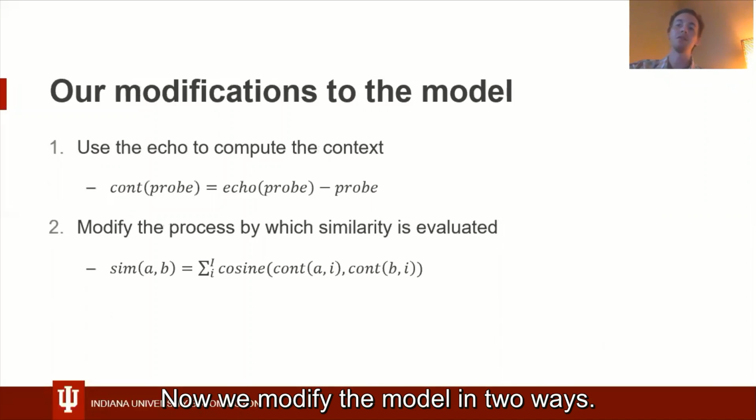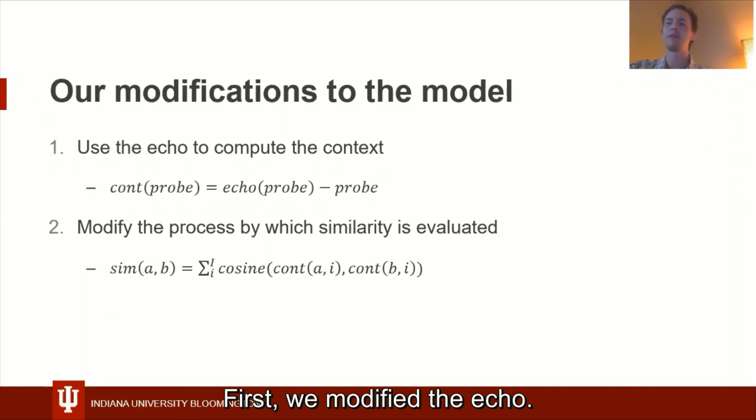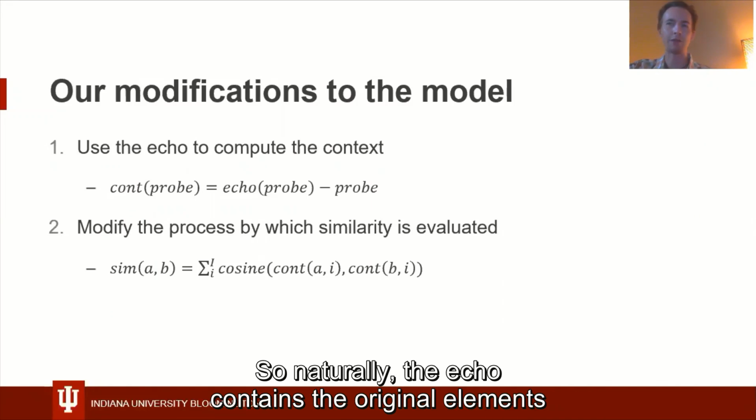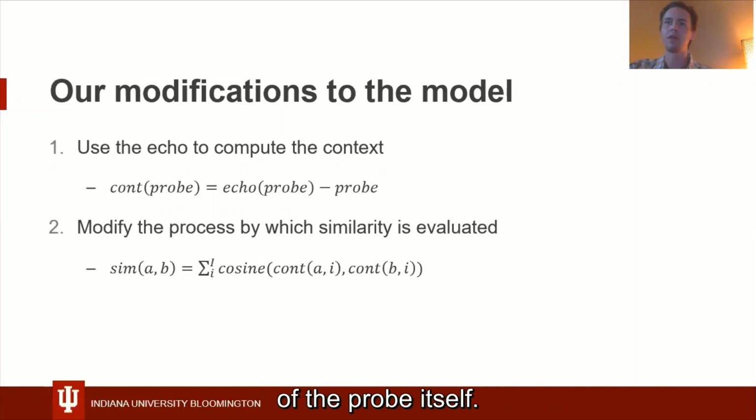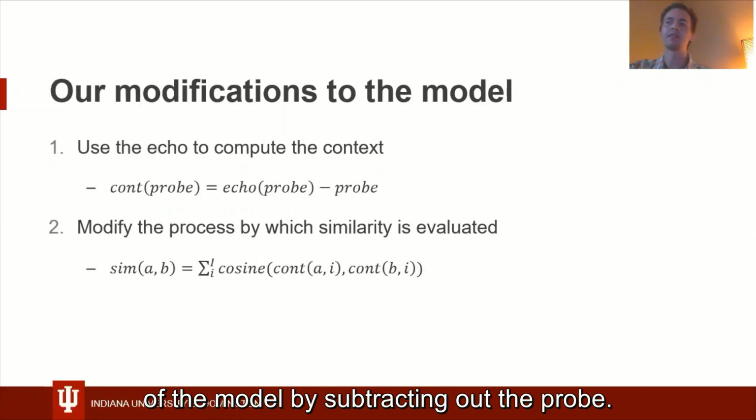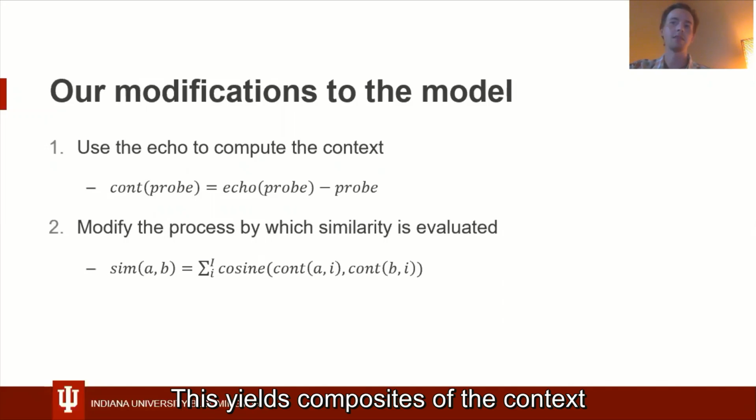Now we modify the model in 2 ways. First, we modify the echo. Note that the echo is composed of traces that resemble the probe, so naturally the echo contains the original elements of the probe itself. We amplify the context sensitivity of the model by subtracting out the probe. This yields a composite of the contexts in which the probe occurs. Second, we modified the means by which similarities are evaluated.